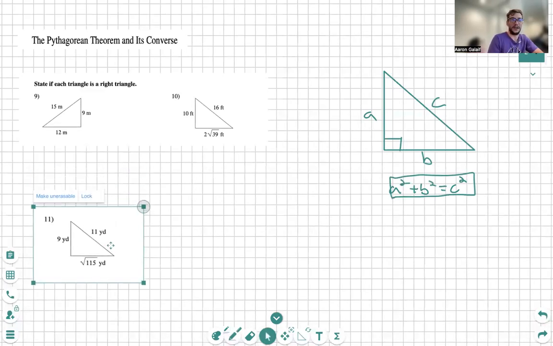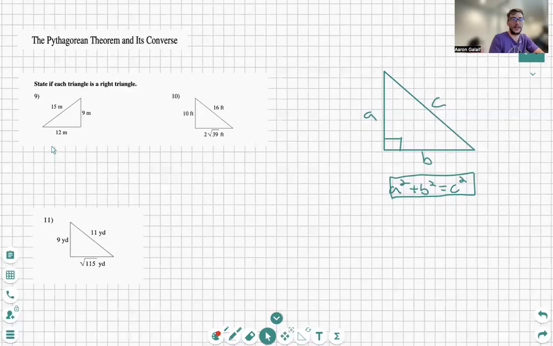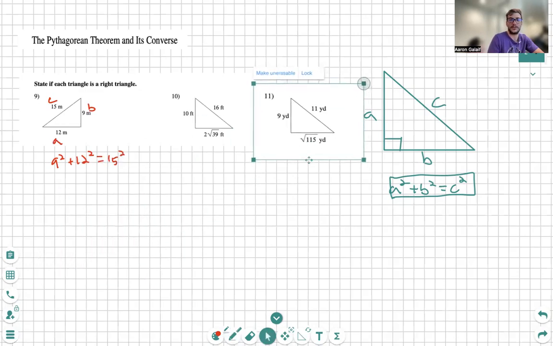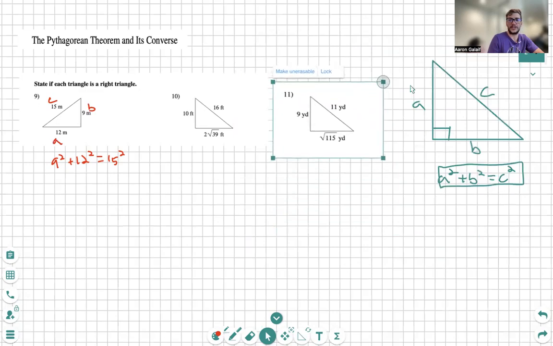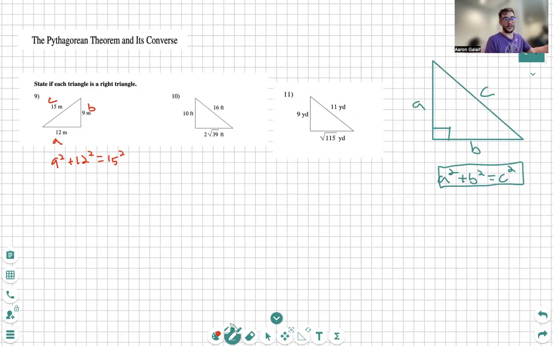Number 9. First, we recognize and we label A, B, C. We start putting it down. 9 squared plus 12 squared equals largest side 15 squared. Let's move this over here. 15 squared. Now we get our calculator and we start squaring everything. 81 plus 144 equals 225.